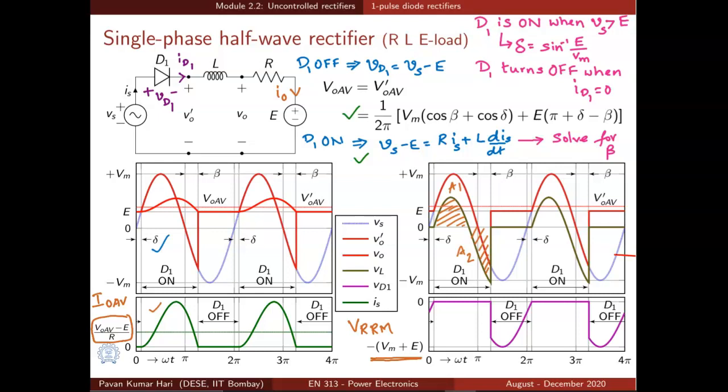The interesting thing about the voltage across the diode is that the diode has to block minus Vm plus E. It's more than the peak of input voltage in this case. Why? The voltage across the diode is Vs minus E, and when Vs is minus Vm, obviously this EMF E adds up to the voltage, and now the diode has to block more voltage than the peak value of input voltage. Please note that this is the repetitive reverse maximum voltage that appears across the diode, which is denoted by VRRM, and it's a popular specification of the diode.